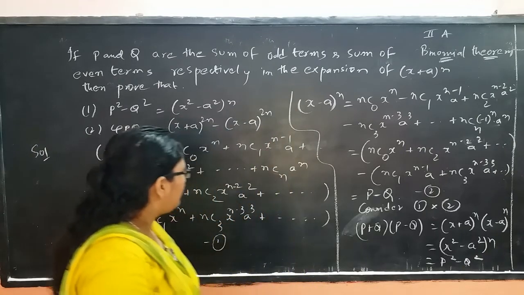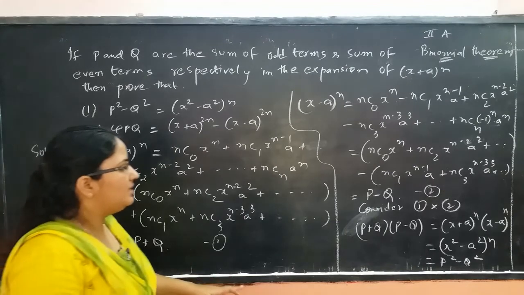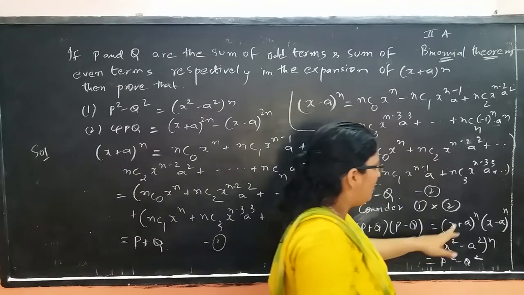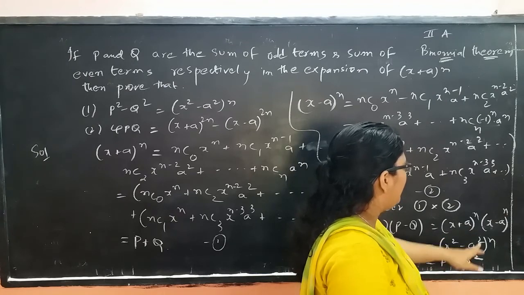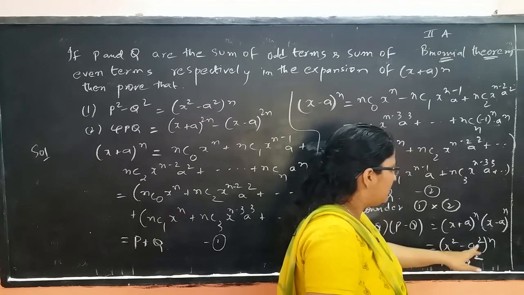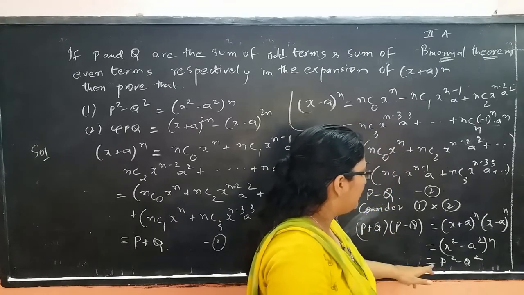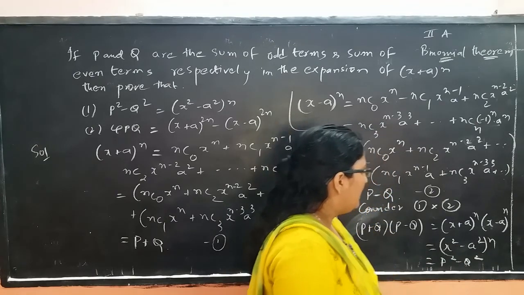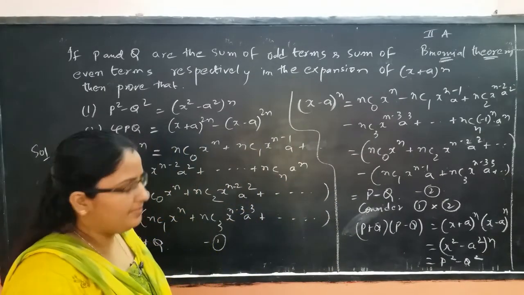Now (p + q)(p − q) is nothing but (x + a)^n into (x − a)^n. (x + a)(x − a) is x² − a², whole power n. So this is (p + q)(p − q), which is p² − q². That is about this problem.